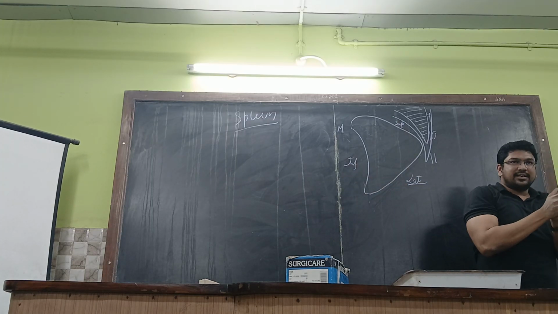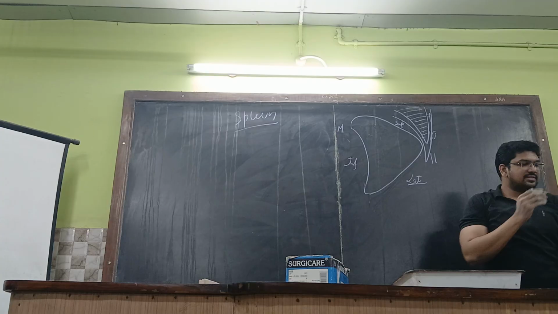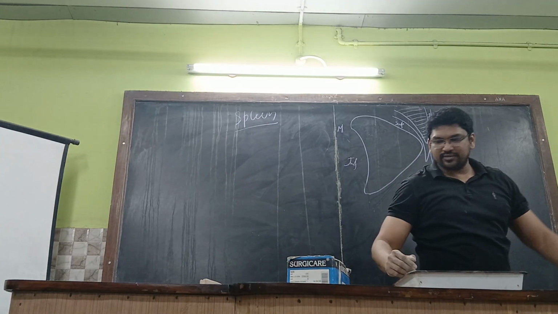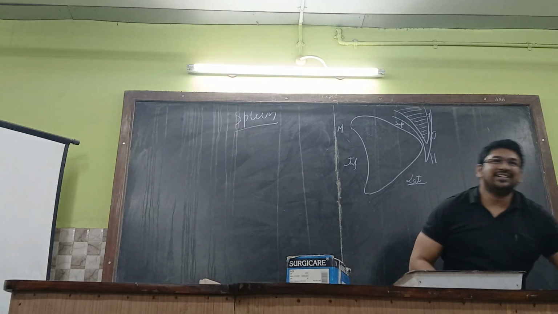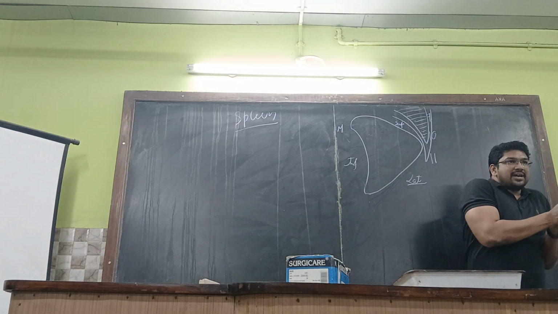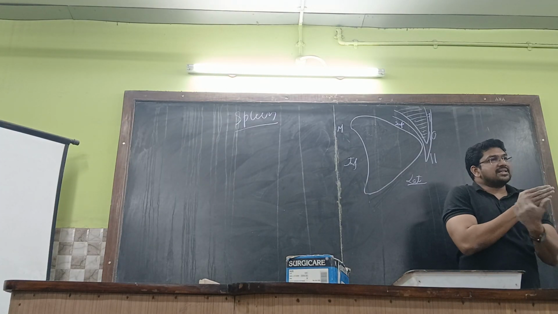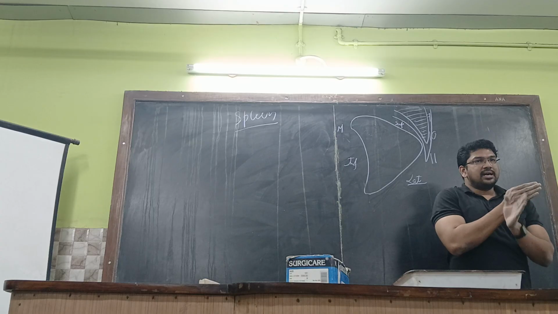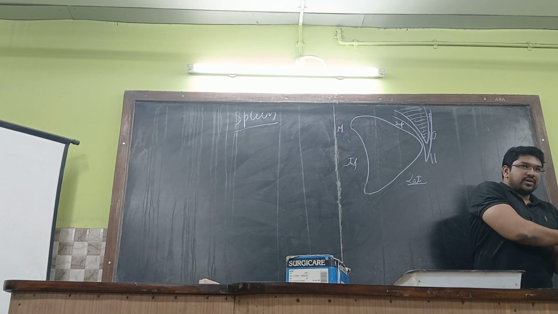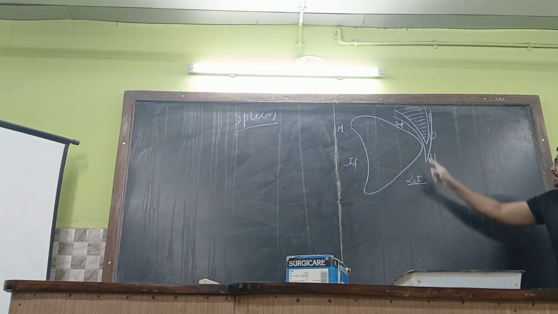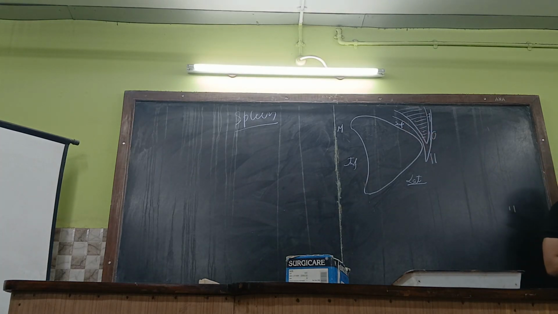If the spleen is in this manner, this is the diaphragmatic surface. If the spleen is in this manner, this surface is the visceral surface, which is related to the stomach and the kidney. This surface is the diaphragmatic surface, which is related to the diaphragm at this level. Getting it?